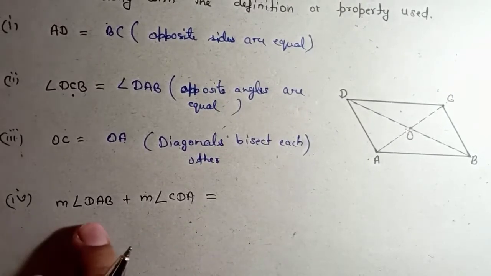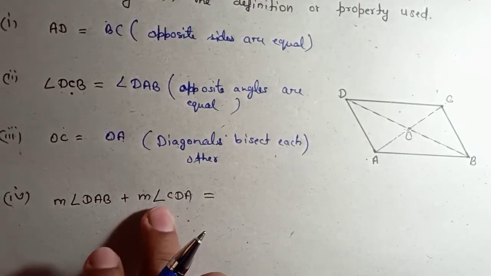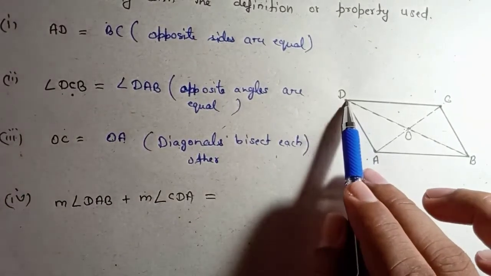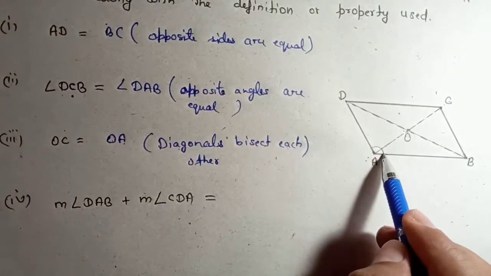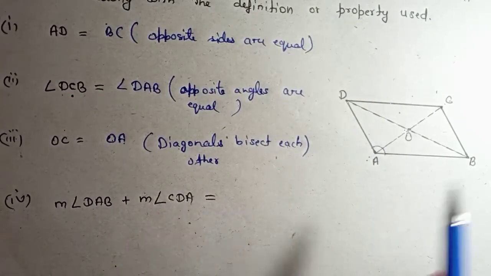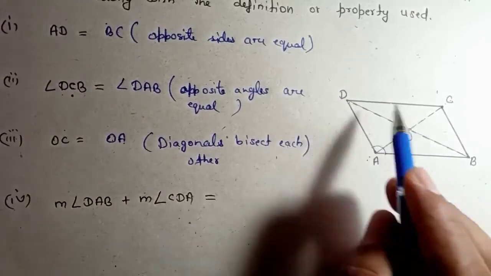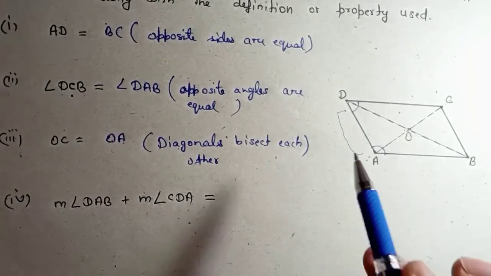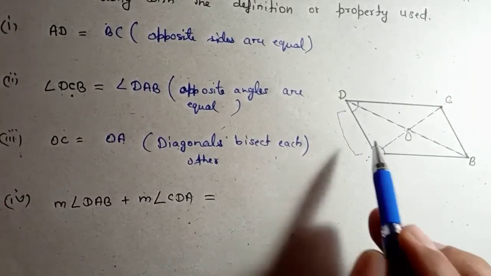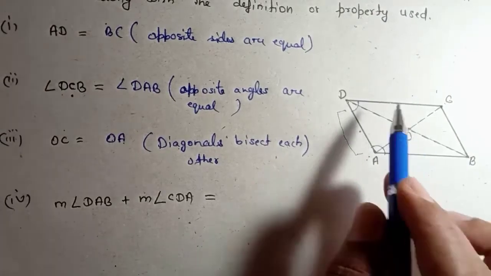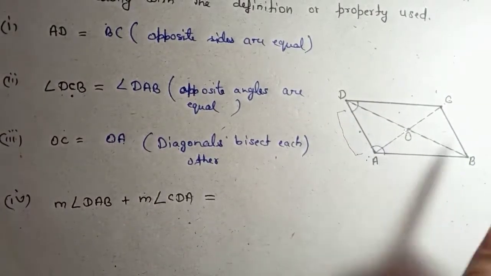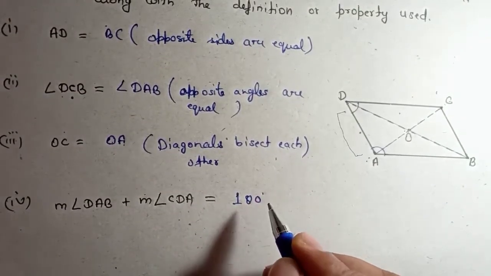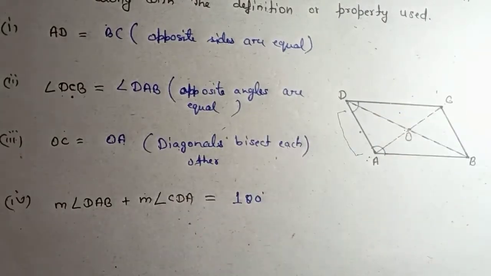Angle measurement of angle DAB plus measurement of angle CDA. Which angle is DAB? So it is here, DAB. This is the angle, and plus angle CDA, means C then D A here. These two angles are a pair. They are called adjacent angles of the quadrilateral because they have a common arm. Okay, so sum of two adjacent angles in case of a parallelogram is equal to 180, or in other words you can say they are supplementary to each other.